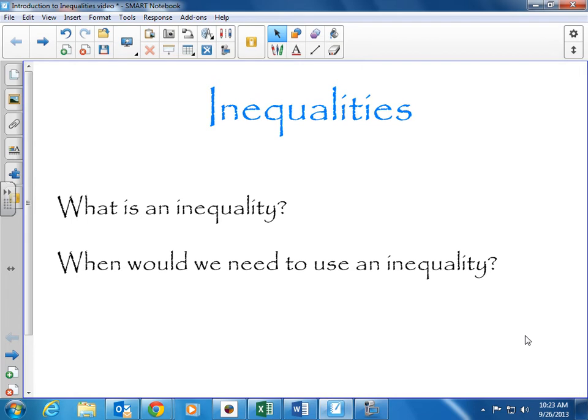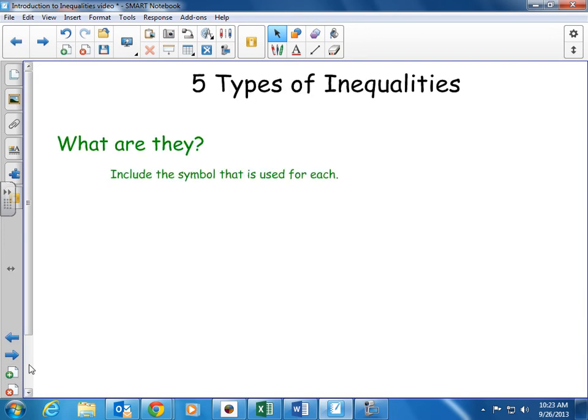Why do we even need to talk about them? We just finished talking about equations. Why inequalities now? Why do you think they will be useful? Once you've done that, there are 5 different types of inequalities. Some of these you've already learned from elementary school, and you should be familiar with them, but there may be 1 or 2 that you are not as familiar with.